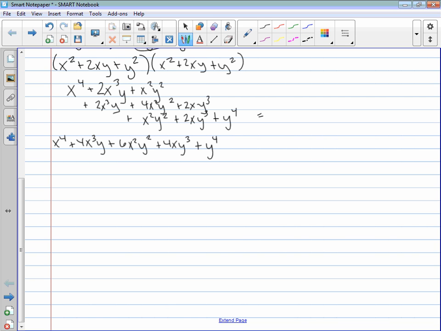Wouldn't that be nice? You guys remember the objective for today? Tricks. So hopefully there's some trick that's going to make our life a little easier. Now, remember I told you guys to log something at the back of your brain. Look at what we have here: x to the fourth, 4x cubed y plus 6x squared y squared plus 4xy cubed plus y to the fourth.